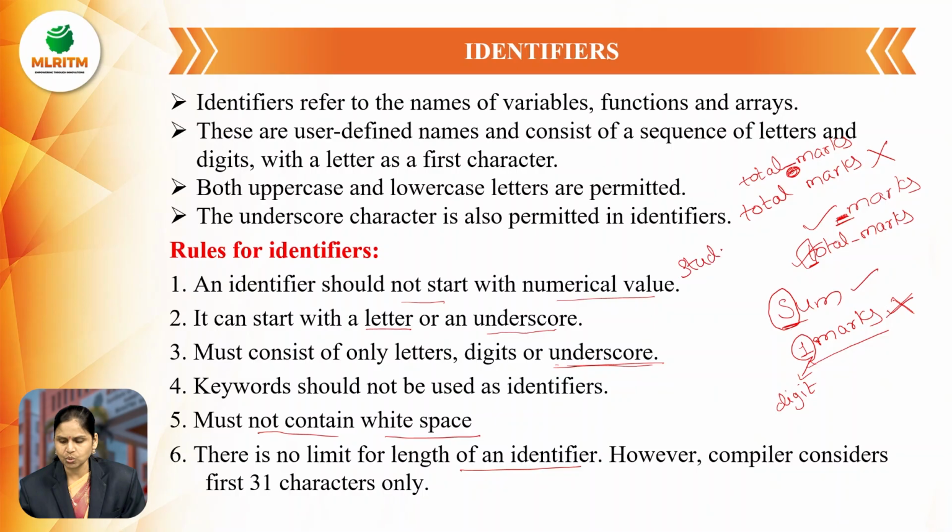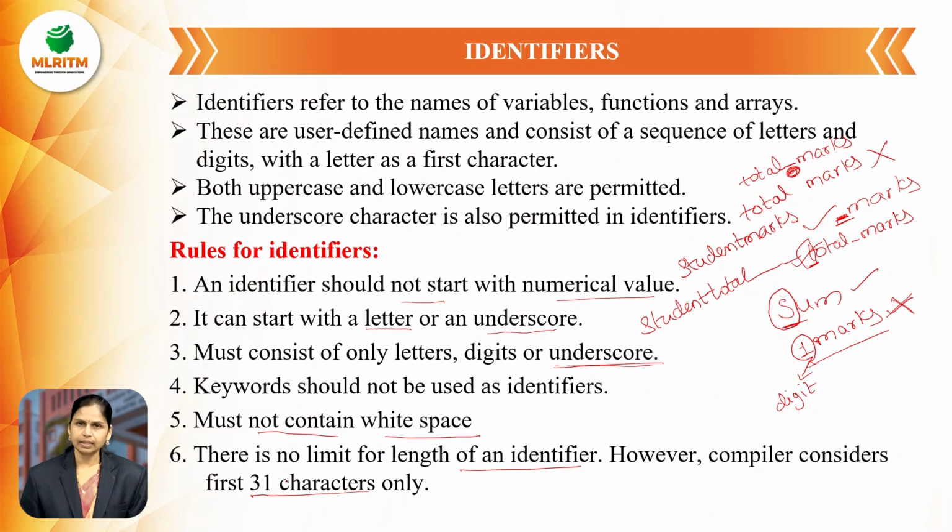We can use any number of characters, like student marks or student total marks. However, the compiler considers the first 31 characters only. As per the ASCII standard, the compiler accepts the first 31 characters only. If the identifier contains more than 31, the remaining characters will be ignored.